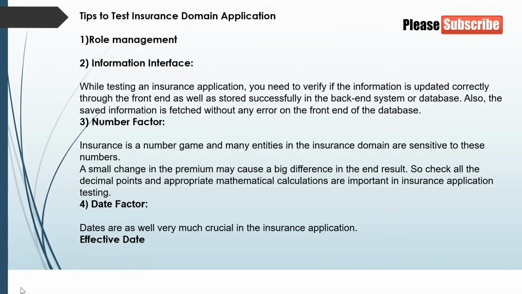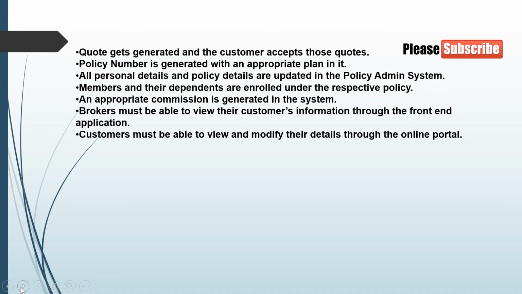And this one is the fifth one. Codes get generated and the customer accepts those codes. The policy number is generated with the appropriate plan in it. All personal details and policy details are updated in the policy admin system. Members and their dependents are enrolled under the respective policy. An appropriate commission is generated in the system. The broker must be able to view their customer information through the front-end application. The customer must be able to view and modify their details through the online portal. So these are the points you have to consider while testing, and these are the tips you have to keep in mind while testing an application.